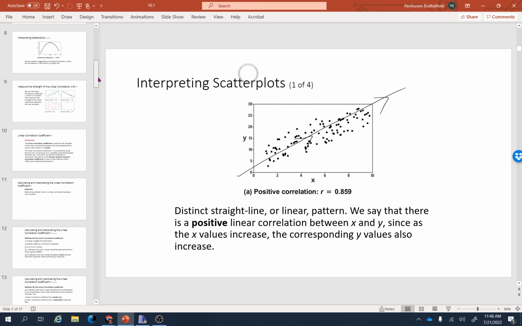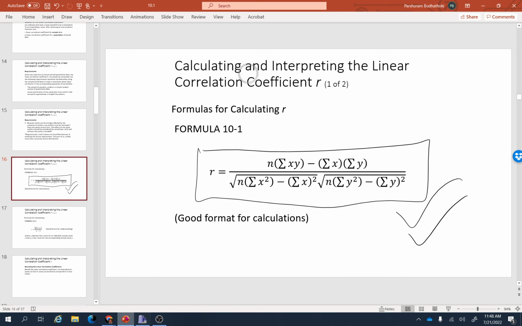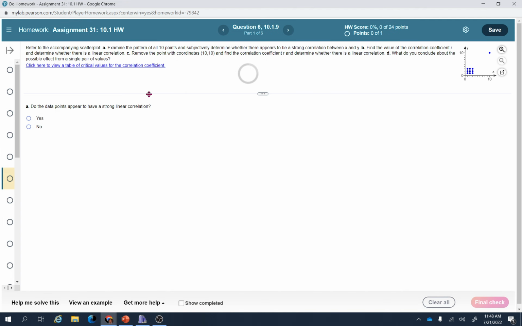So basically I'm going to show you how to use a calculator to calculate this correlation coefficient. Let's look at one problem from section 10.1, problem 6. This is the data we have been given. Refer to this picture here. There are 10 data points.